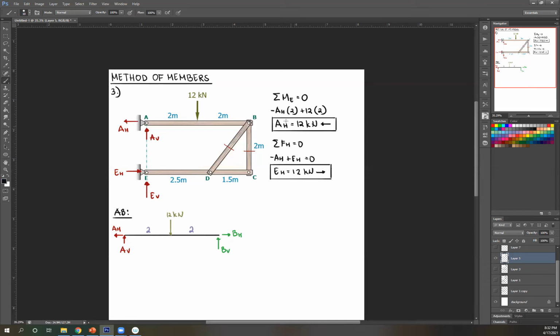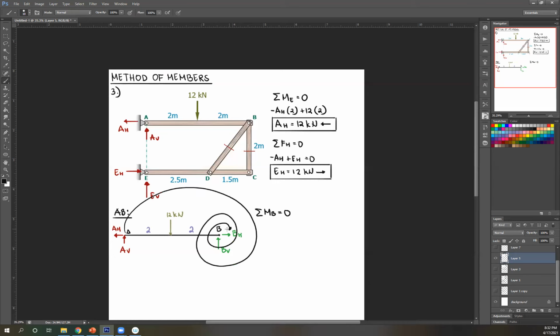So once again, the goal is to get AV, right? I already know AH. So to get AV, I'm going to take moment at this point. So this is point A, this is point B, right? So that I can cancel out these unknowns. So summation of moment at B equals 0. AH passes through B, so ignoring that.